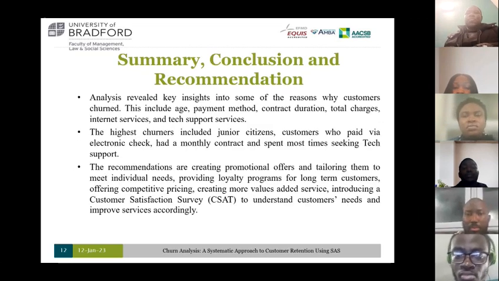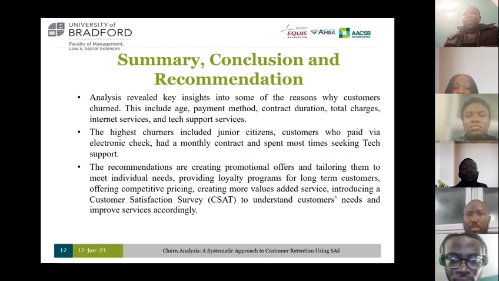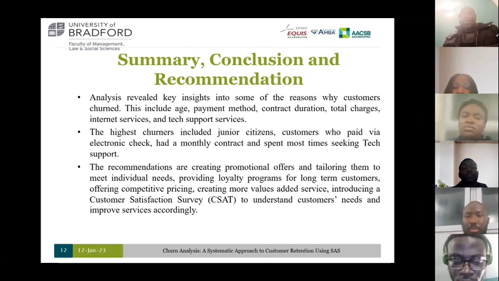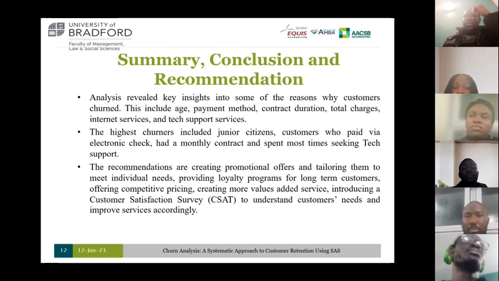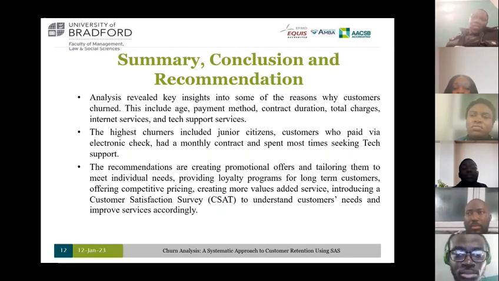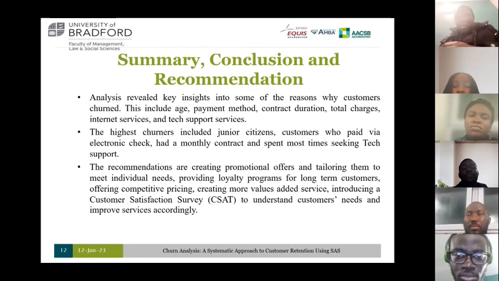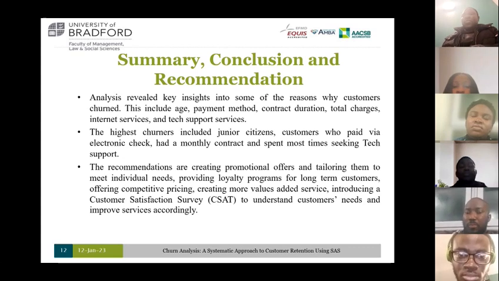Summarily, what we've done so far as regards the analysis of this churn in this telecommunication company include the following. These are the key insights to some of our findings. The factors that we found that influence churn were the age of the customers, that's whether they are junior or senior citizens, the payment method employed by each of these customers, the type of contract, the total charges, that is the amount they pay monthly, the internet service, and also tech support.